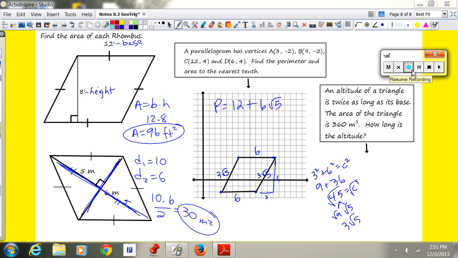All right, we got the perimeter, which was 12 plus 6 radical 5. To get the area, we can just do base times height. So in this one, you've got 6 for your base, and you've got 1, 2, 3, 4, 5, 6 for your height. Your area would be 6 times 6, which is 36 square units.